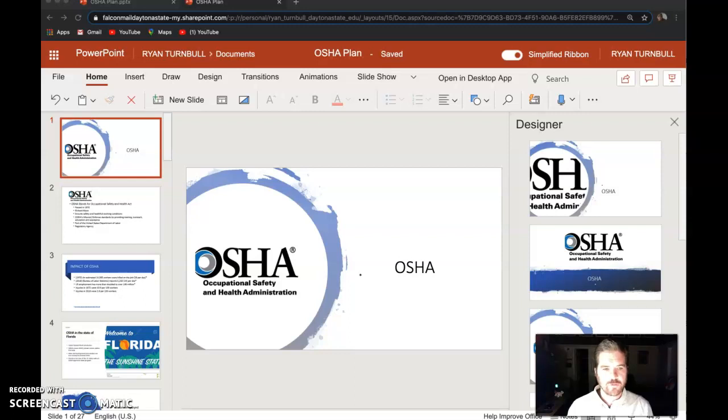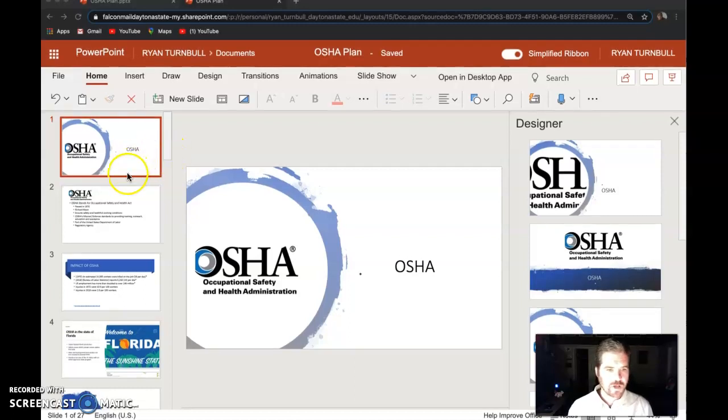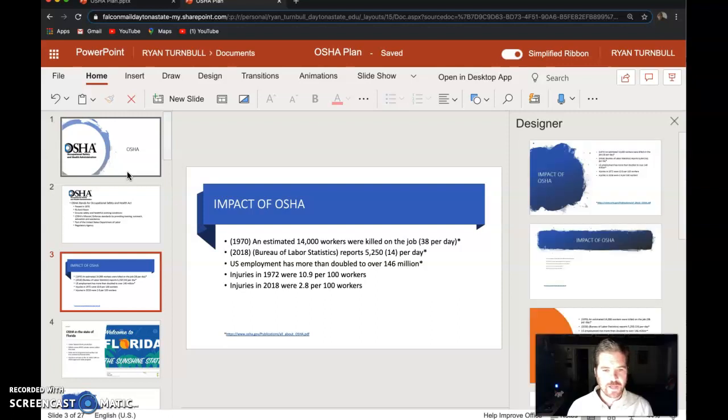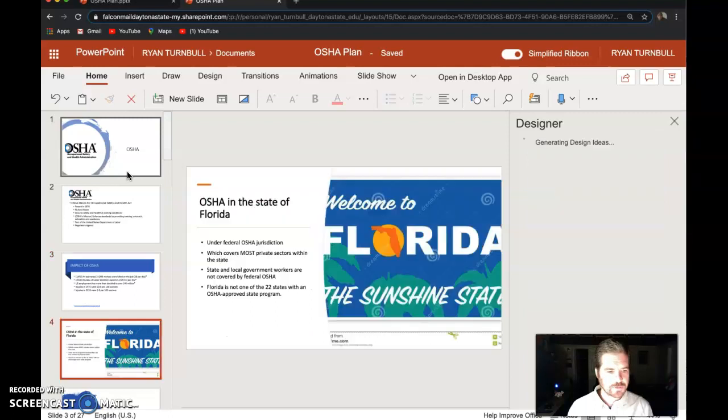So let's do a quick overview of what we'll be covering. We'll be covering OSHA, some of its history, some of the guidelines and standards that it sets for dental offices, what some of its jurisdictions are. We'll also be talking about the impact of OSHA. So that has a lot of interesting facts in it, and we'll definitely be going over those numbers.